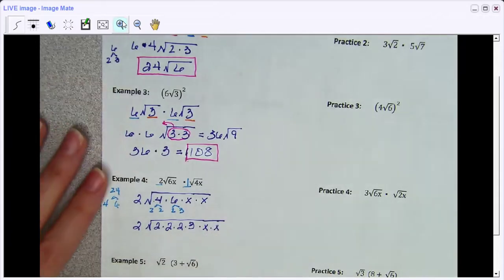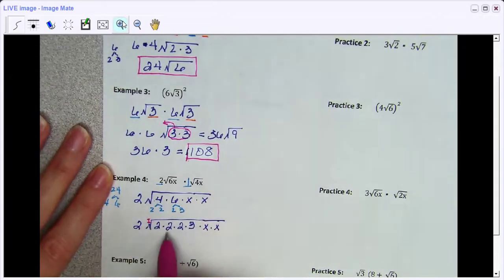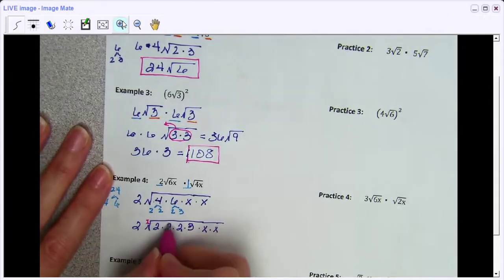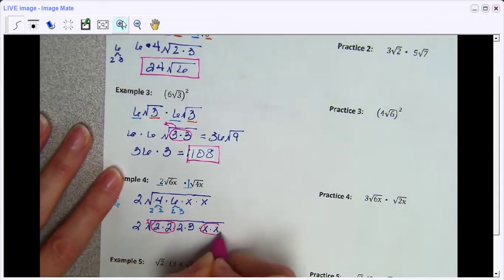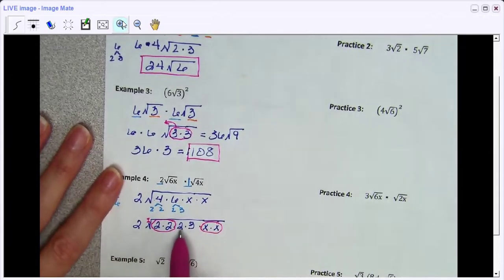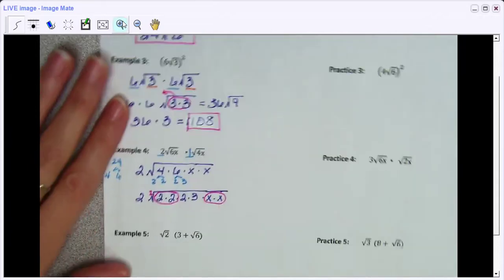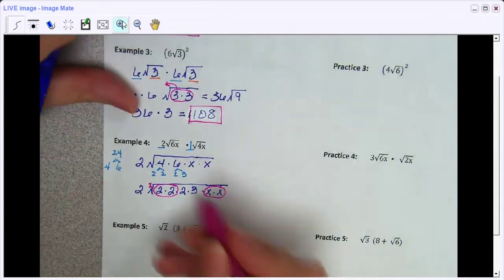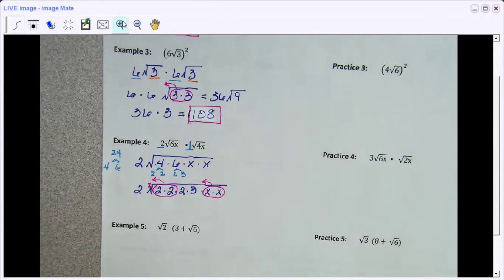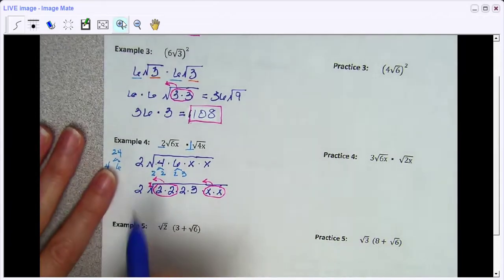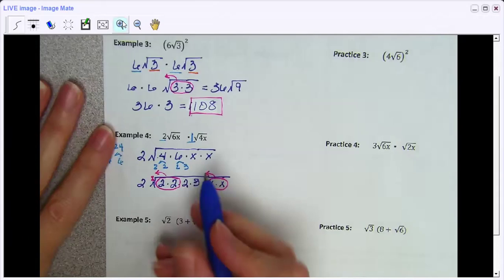And because our index is 2 over here, again, we just don't see it, I'm going to circle groups of 2 and take them out. So I have a group of 2 2's, and I have a group of 2 x's. I don't have anything to pair this 2 with or this 3 with, so they're going to stay inside the radical. Okay, so I'm going to pull these out and multiply them by the coefficient of 2. Please don't forget to do that. That tends to be a common mistake that students make.